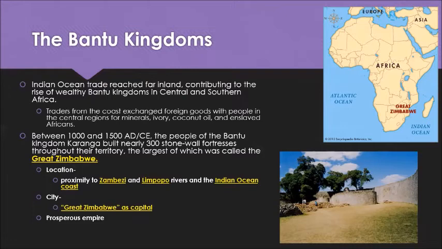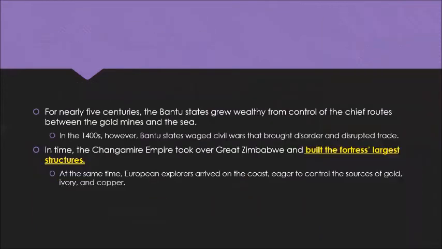So if you look at the modern map of Africa, where Zimbabwe is now is basically the location of where Great Zimbabwe was back in medieval Africa. All right. So this was a very prosperous empire, and they're going to have a lot of control over trade routes, dealing with the gold mines that are in that area.